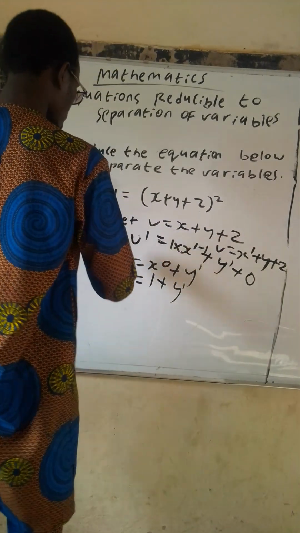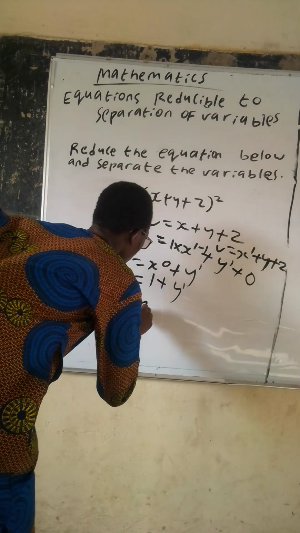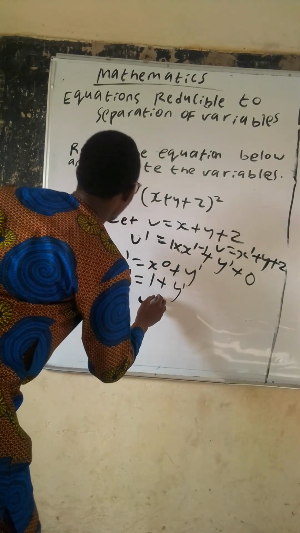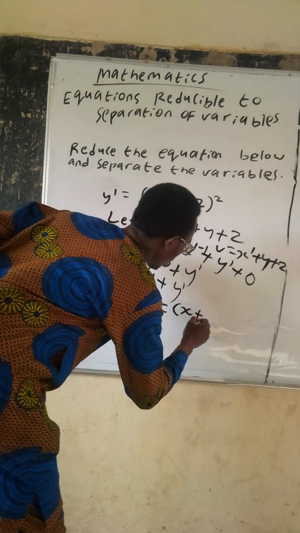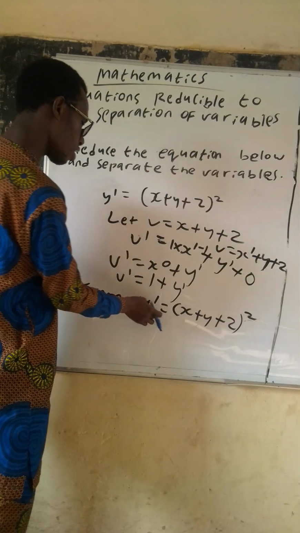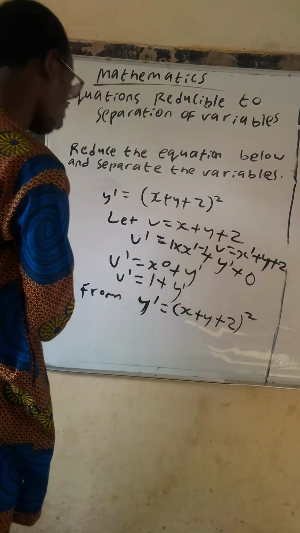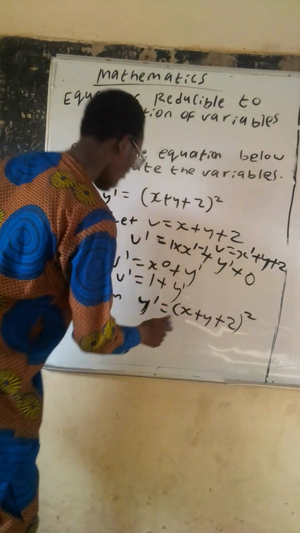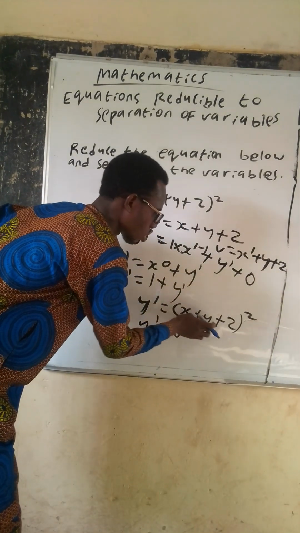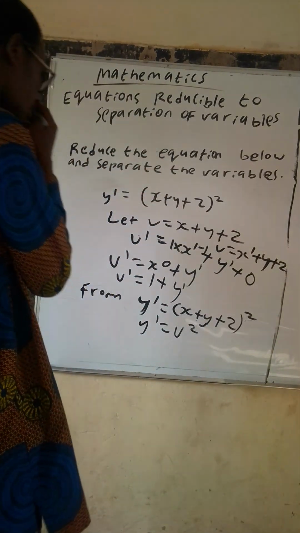We said let v equal this. From this equation, we said the first derivative of y equals x plus y plus z all squared. Now, since this equals this, remember we said v as this. So that means the first derivative of y equals v squared, since v equals x plus y plus z. Are you getting me now?